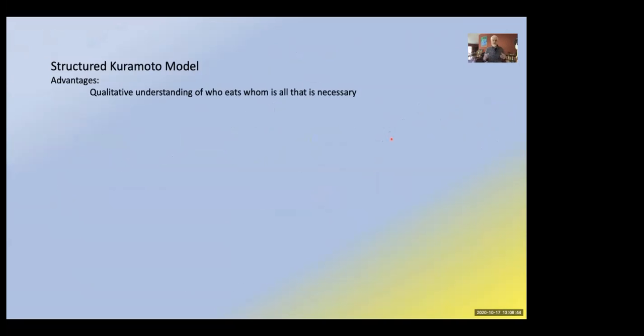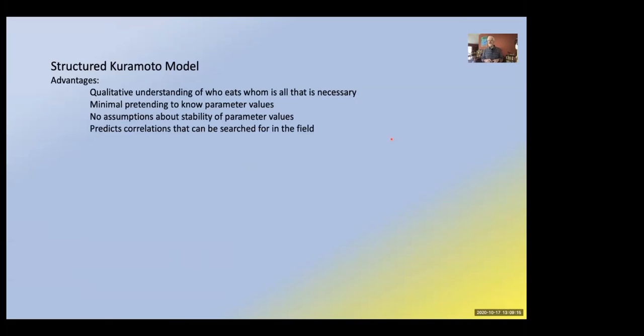The evidence that I have here is that we can gain some kind of understanding from only a qualitative understanding of who meets whom. That's all that's necessary. Food web theory is sort of the same thing. We need minimal imagination or pretending that we know the parameter values. There's no assumptions about stability of parameter values. They can be quite variable. And it predicts correlations that can be searched for in the field. And maybe it's a new method for envisioning community structure. That is, we look for synchrony groups and chimeric elements as the definition of what community structure is in community ecology. Those are advantages.